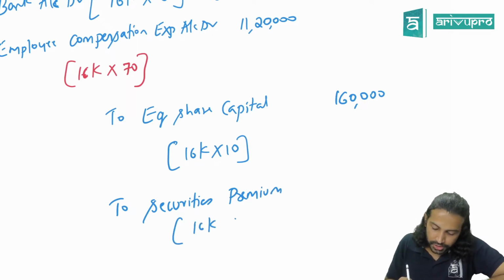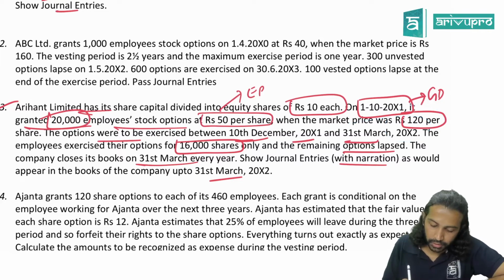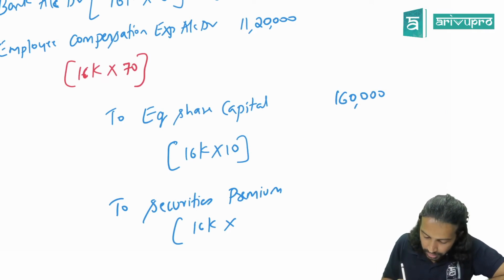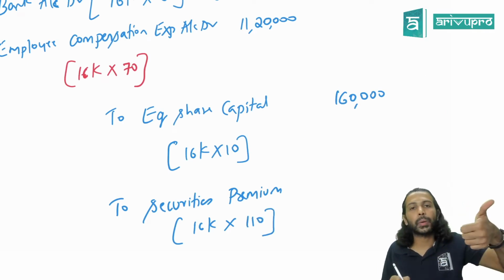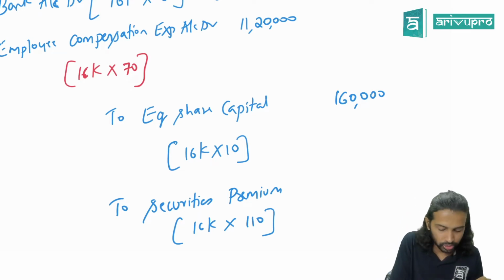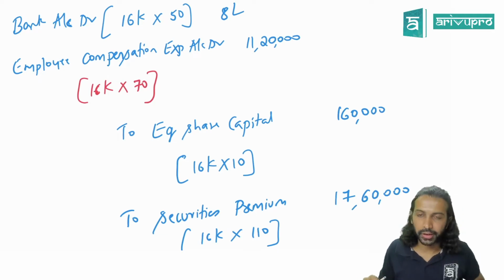Number of shares is 16,000. What was the market price of the share? 120. So what is the face value of the share? 10. That means the premium will be taken as 110 rupees. 120 minus 10 rupees. Market value minus face value is your premium element. So this will be how much? 17,60,000. Journal entry should ideally match out.